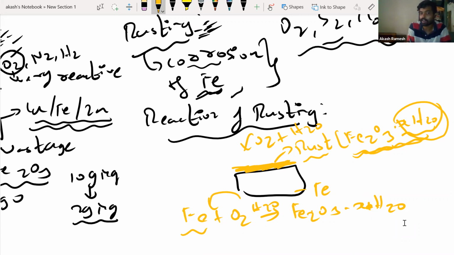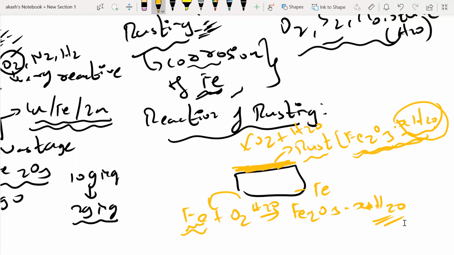And if you ask me, sir, what is getting reduced? What will be your answer to this question? Forget about H2O for now. If I have Fe plus O2 giving Fe2O3, I obviously know for sure iron is getting oxidized. What is getting reduced here? Oxygen. Yes, very simple.